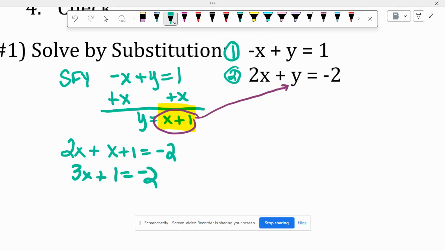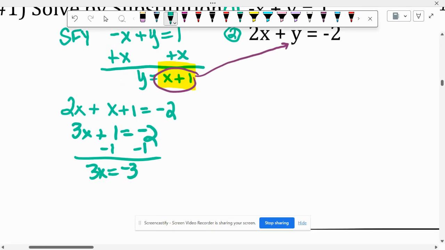Okay, now what? Yeah, subtract that 1 from both sides. And when I subtract that 1 from both sides, I get 3x equals negative 3. Well, if 3x equals negative 3, how do I figure out what x is? Divide by 3. So x equals negative 1.